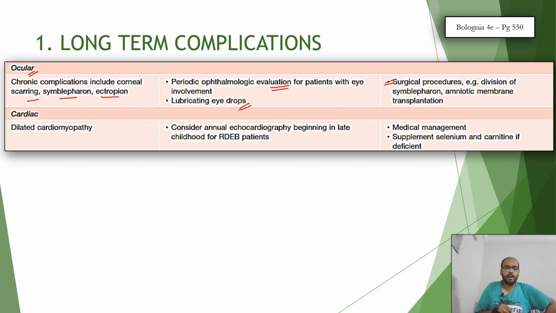Okay. Heart can show dilated cardiomyopathy, so you consider annual echocardiography to find out the onset of cardiomyopathy. So you manage as any other case of cardiomyopathy, you supplement selenium and carnitine if there's any deficiency. So this is how you manage different long-term complications in an EB child.